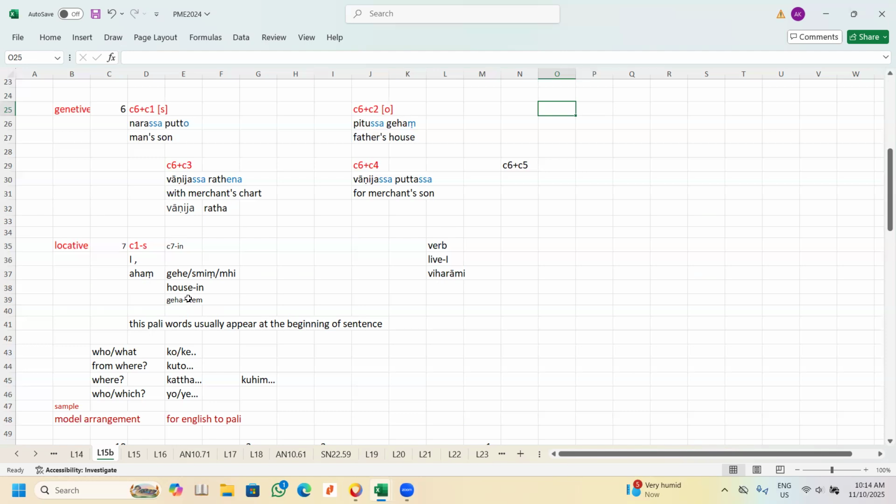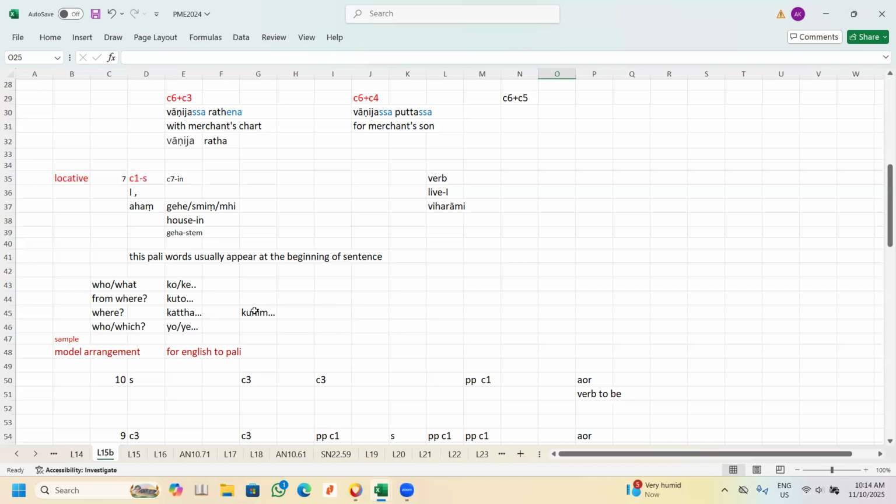So this kind of structure is for the translation. If you are going to start from scratch, you can start from scratch. If you are not starting from scratch, you don't have to worry about this. Okay, now there are some rules about which words will begin a sentence. These are the Pali words that usually appear at the beginning of the sentence.